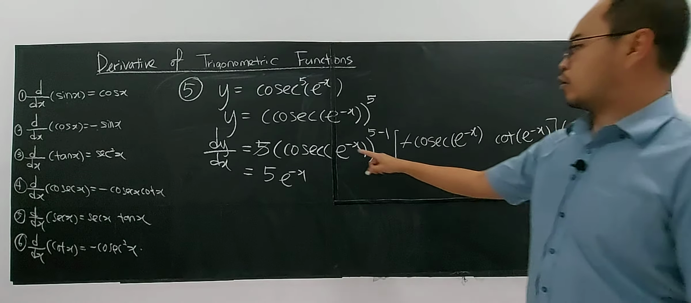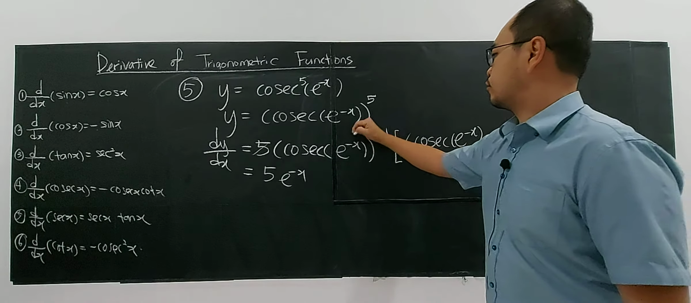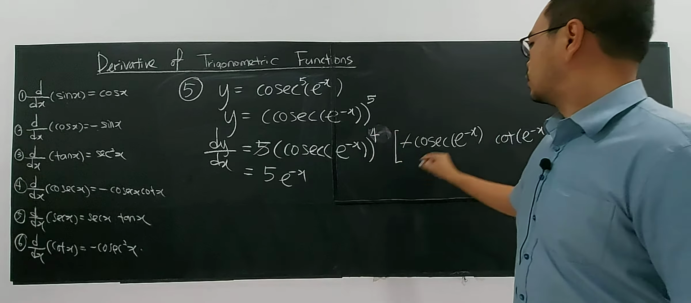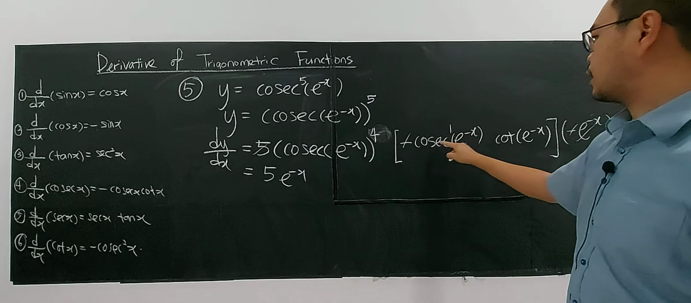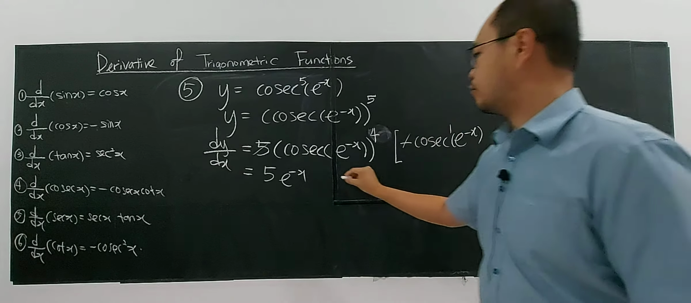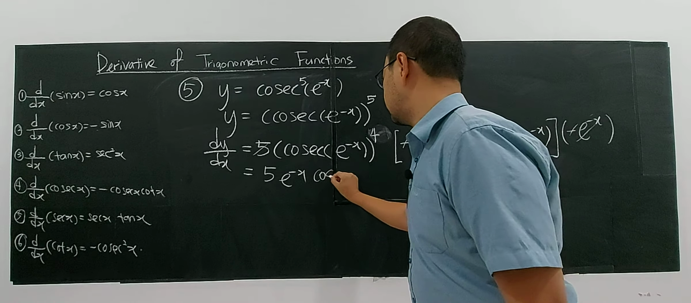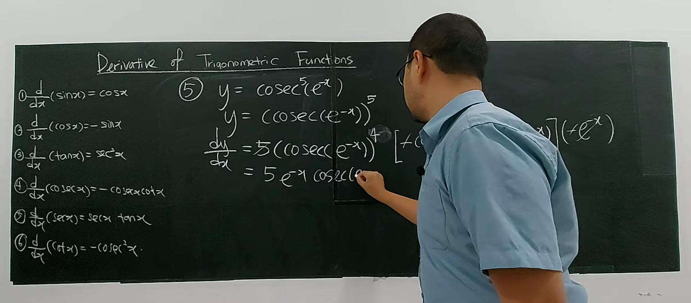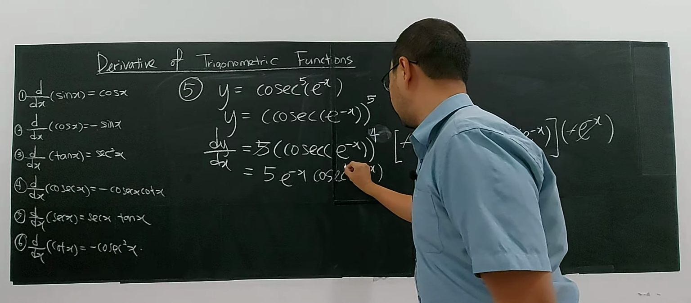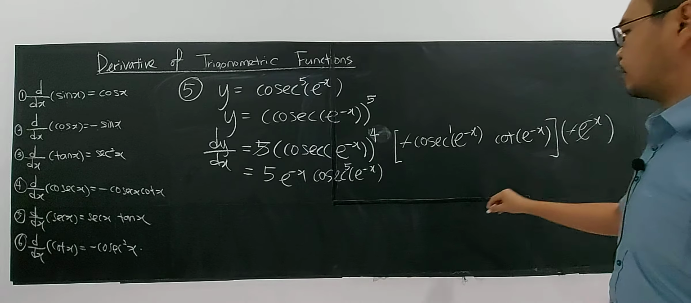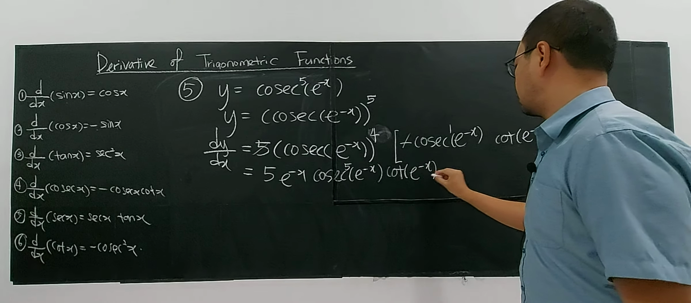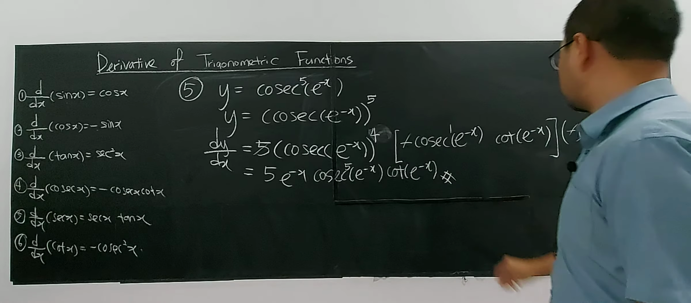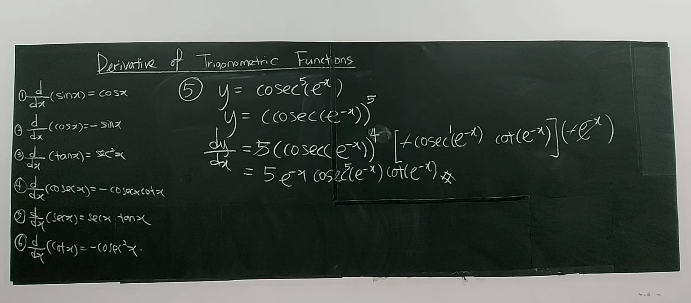Then you have cosecant to the power of 4, right? 5 minus 1, you have 4. This is power 1, but they are exactly the same thing, cosecant e to the power of negative x. So 4 plus 1, you have 5: cosecant e to the power of negative x, to the power of 5, and you have one more, cotangent e to the power of negative x. So that will be your answer for this question.